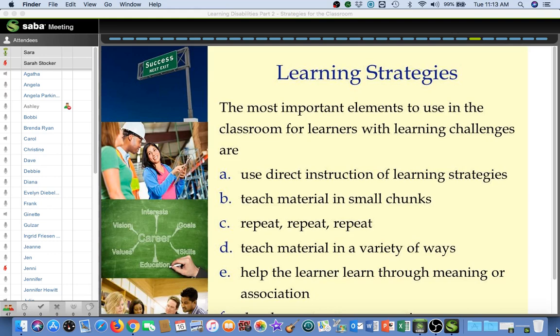The most important elements to use in the classroom or in a workshop room or one-to-one for learners with learning challenges is to use direct instruction of learning strategies. Teach material in small chunks. Repeat, repeat, repeat. Teach material in a variety of ways, so a variety of learning styles, using multimedia. Think of innovative ways to express the information and repeat the information that isn't the same as yesterday. Help the learner learn through meaning or association, and develop a structure or routine. So these are a lot of the common threads that we've been talking about today.